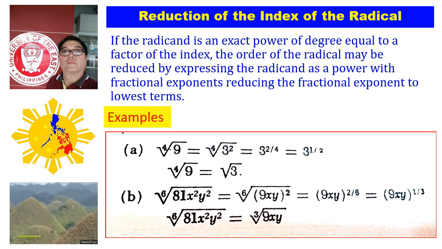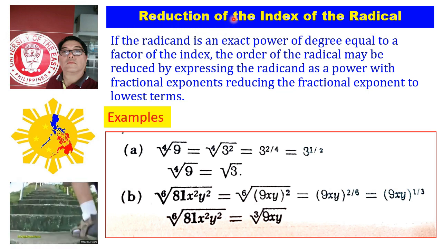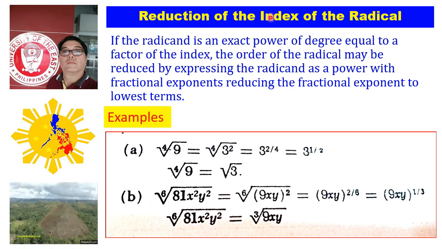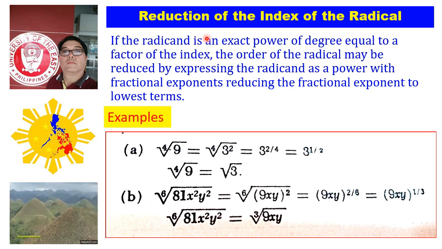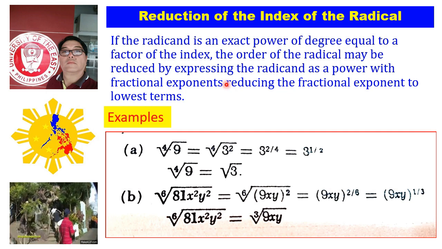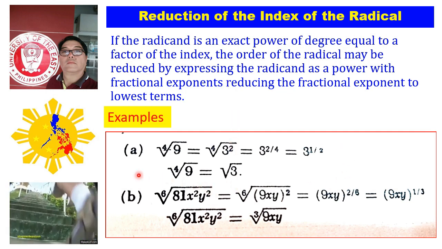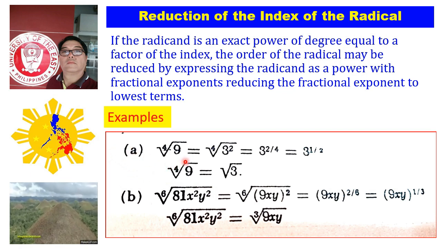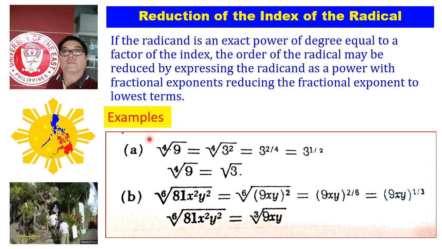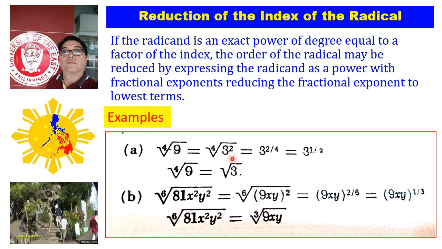Resolution of the index of the radicand. Kung ang radicand ay isang eksaktong power sa degree na magiging kapareho ng factor ng index, ang radical ay maaaring isulat bilang isang power with fractional exponent. Halimbawa, the fourth root of 9. Kung ating tutuusin, ang 9 ay maaari nating isulat na 3 squared.